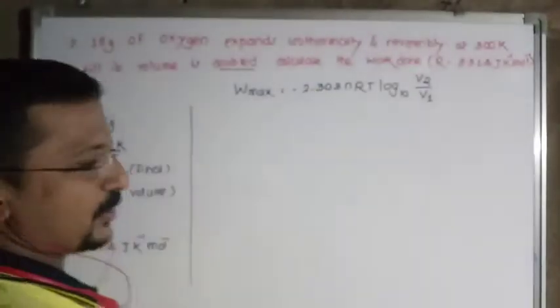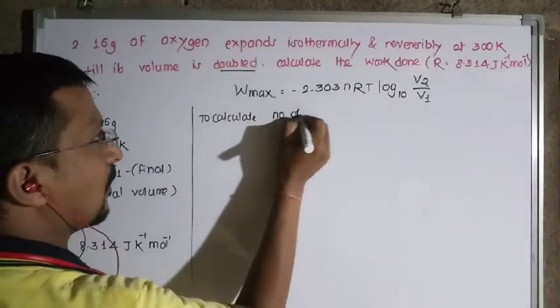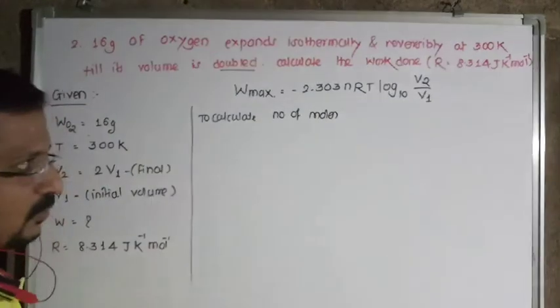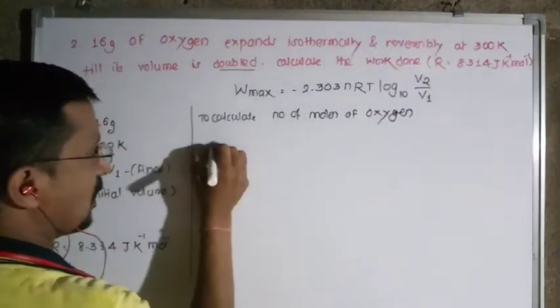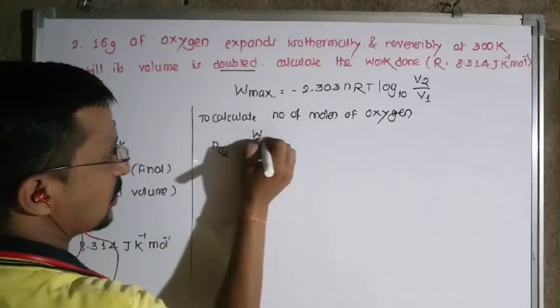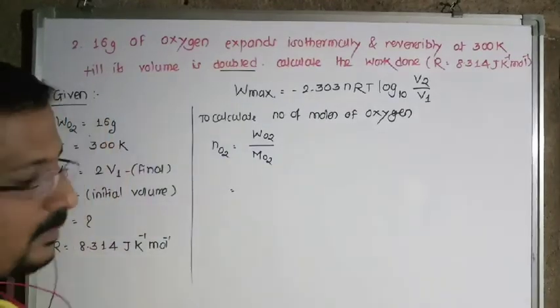Now if we check the values, the weight of oxygen is given, so the number of moles can be calculated. R is given. Temperature is given. V2 and V1 are both known. So before substituting, first we have to find the number of moles of oxygen. Number of moles of oxygen is equal to weight of oxygen divided by molar mass of oxygen.